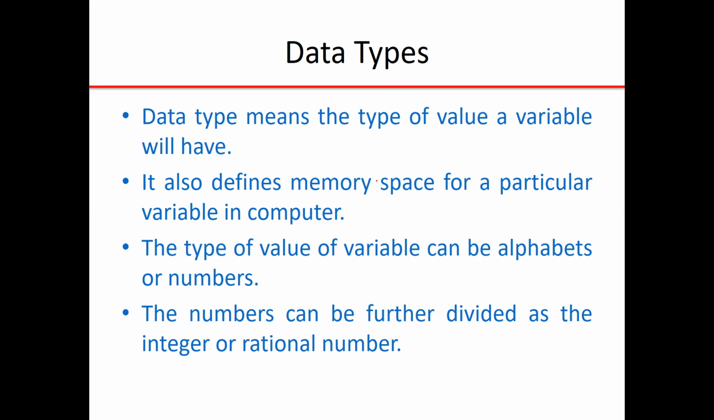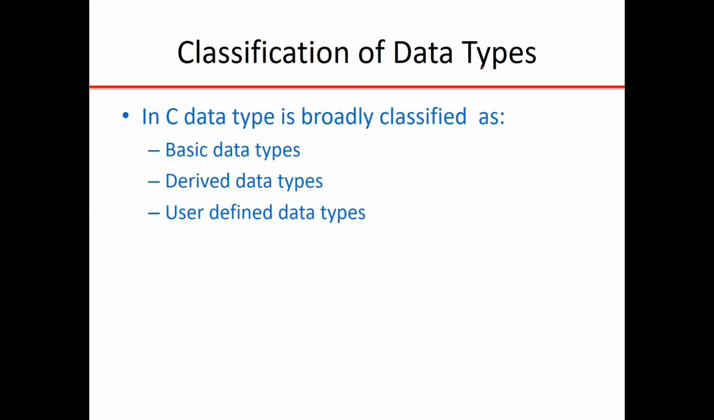So how much space is needed for storing a variable's values, and the type of value a variable can hold. It can be an alphabetic variable, an alphanumeric variable, or a plain numeric variable. So this is called the type of the variable. Classification of data types: in C, data types are broadly classified as basic data types, derived data types, and user-defined data types. There are three classes of data types.